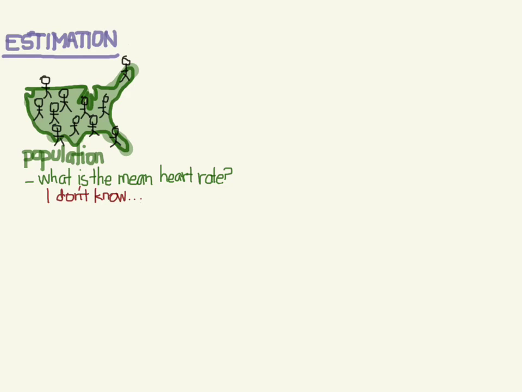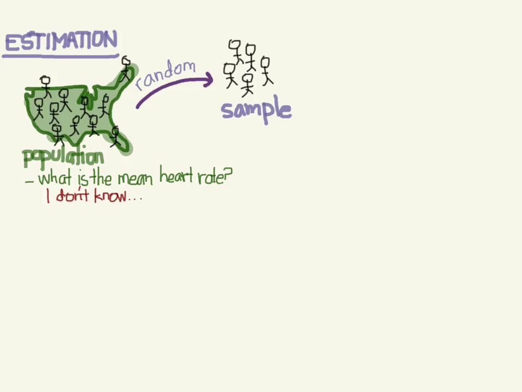But there's no way you could calculate that because there's over 200 million people here. And so you can't measure the heart rate of every single person and then take an average. So what do we do instead? We take a sample. We take a random sample of the people. And then this random sample is much smaller in number than this. And so you can measure the heart rate of each one of these people and then calculate the mean.